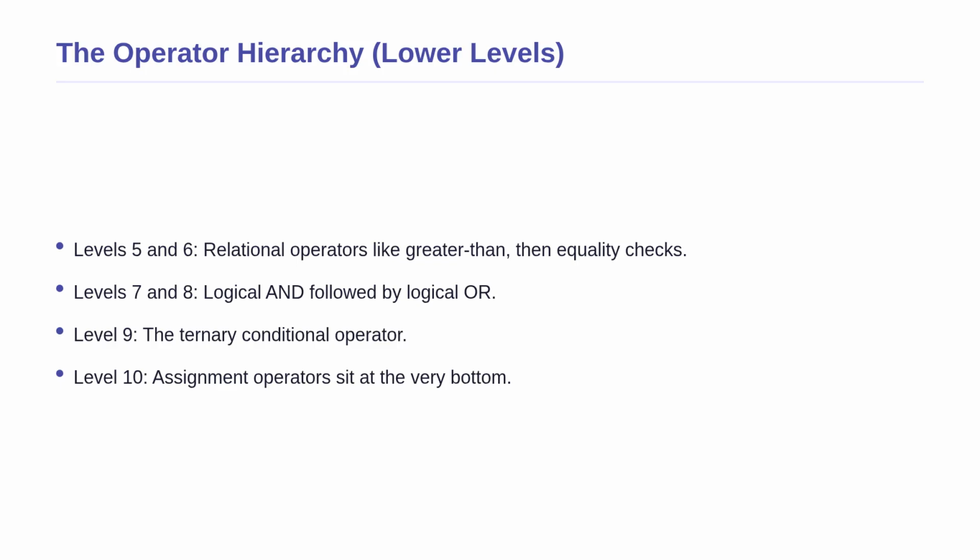Moving down from the arithmetic operators, we reach the lower levels of our hierarchy. At levels 5 and 6, we find relational operators like greater than, followed immediately by equality checks. Further down at levels 7 and 8 are the logical AND, followed by the logical OR. Near the very bottom at level 9 is the ternary conditional operator. And finally, at level 10, we have the assignment operators. This comprehensive ranking ensures that math happens before comparisons, comparisons happen before logical combinations, and everything finishes by assigning the final result to a variable.